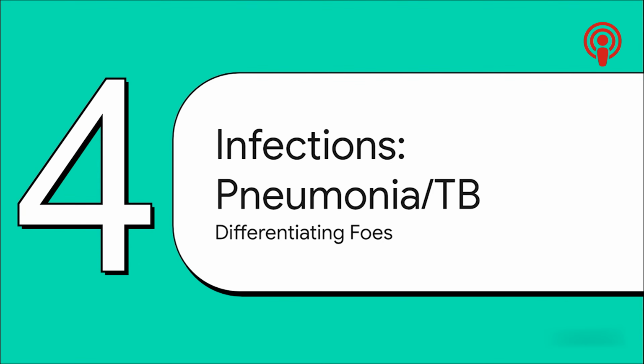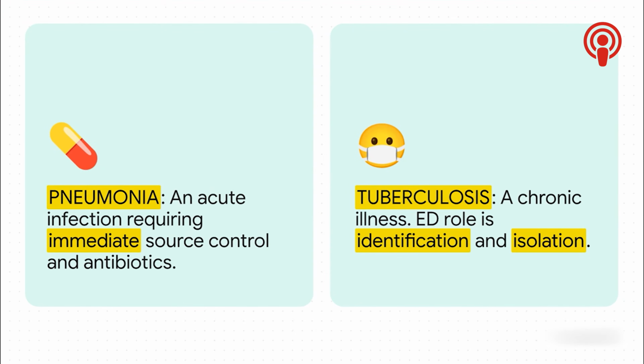Okay, up next, let's dive into the infectious stuff. We're talking pneumonia and tuberculosis. Now, at first glance, they can look kind of similar, right? Both can give you a nasty cough and a scary-looking chest x-ray. But in the emergency department, your priorities for each are completely different. And this really gets to the heart of it. The way you approach these two is just worlds apart.